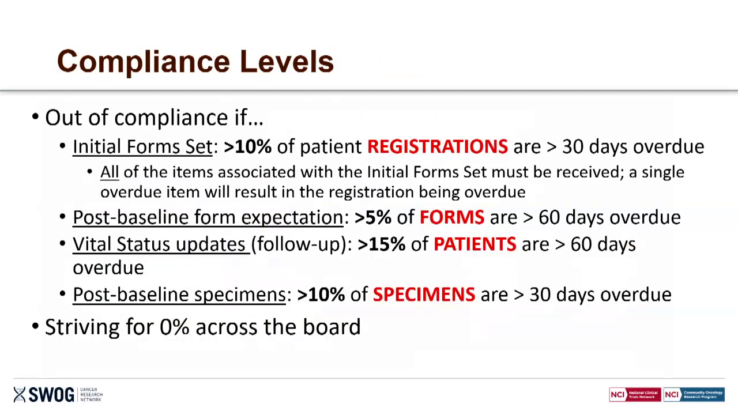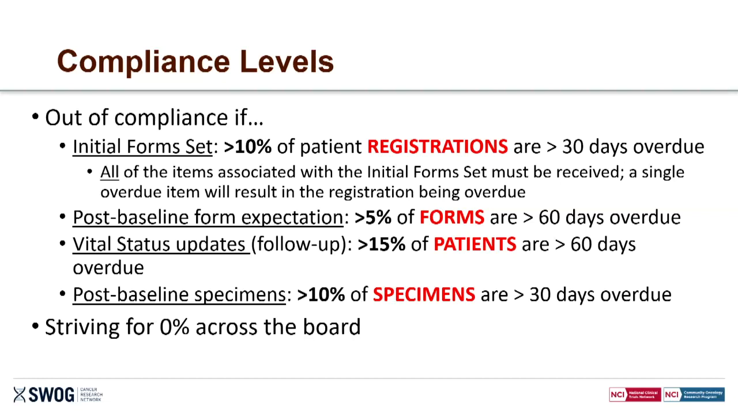So talking about compliance levels, what we've done is each of the 4 different compliance pieces have a different denominator because they mean different things. So when we're looking at initial form set, we're looking at registrations. So one patient can be registered on a study, might have 3 registrations. There's the potential for that one patient to be overdue 3 times for each of those registrations. So registrations is the denominator. And a site is out of compliance if more than 10% of the registrations are more than 30 days overdue. And we mean that all of the items that are associated with that initial form set must be received. So a single overdue item will result in that whole registration being called overdue.